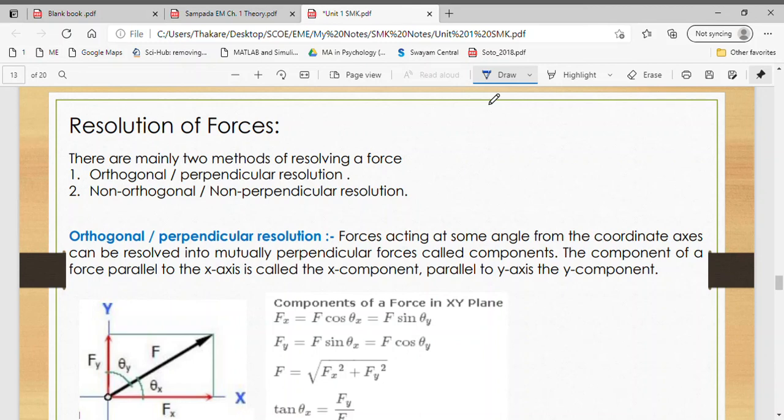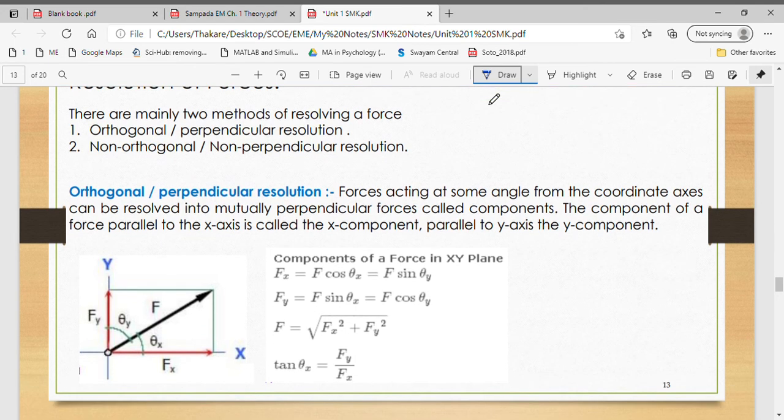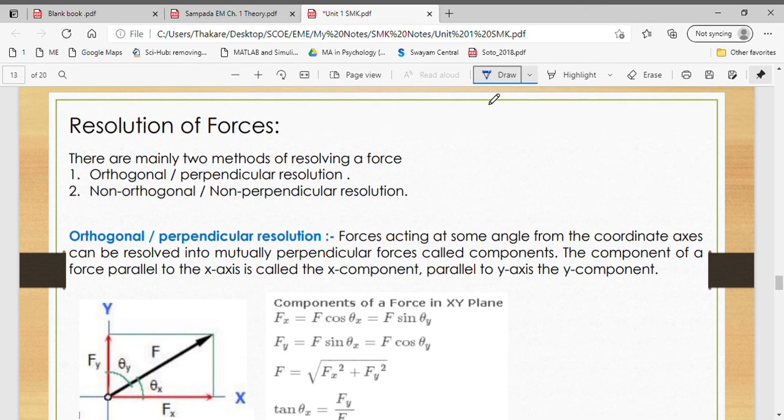Hello all, in this video we will be discussing the resolution of forces. To resolve a force means to divide a force into its two mutually perpendicular or non-perpendicular components. In this video we will be discussing mutually perpendicular resolution of forces.